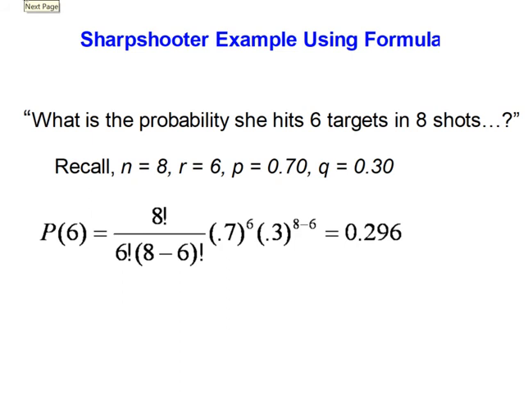So recall the probability of her hitting 6 of 8. Here I put it into the formula. This right here is the work for 8 combination 6. You can use your calculator for that. 0.7, so there's your probability of success raised to the 6th power. Makes sense that we have 6 successes at that rate, which would leave us with 2 failures at the rate of failure. And that all works out to be about 0.296. So the probability that she gets 6 out of 8 shots hitting the target is roughly 30%.